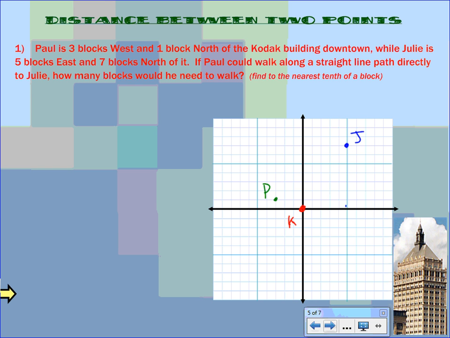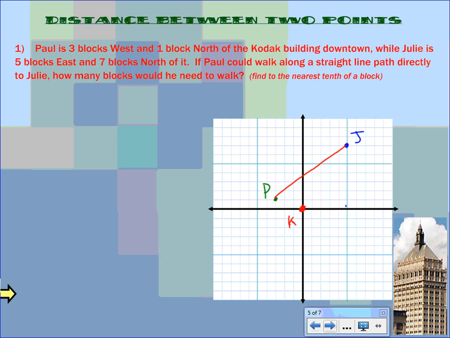And now what I want to find is the distance between these two. So assuming Paul could walk through buildings, because there's buildings and things in the way, but either he's magical or maybe he's a ghost. Maybe he's haunting Julie. I don't know. Anyway, so here's our line. We want to find this line. That's the distance I'm looking for.